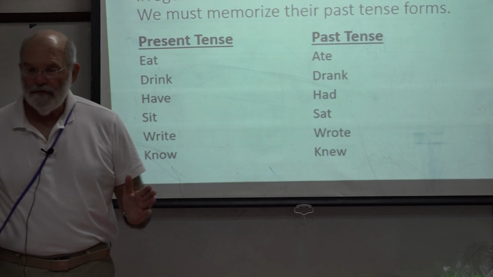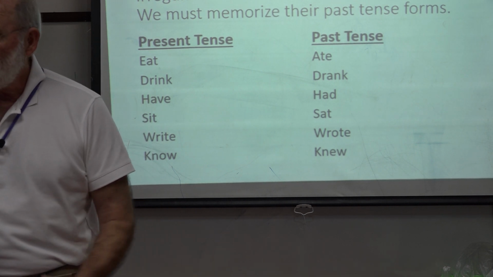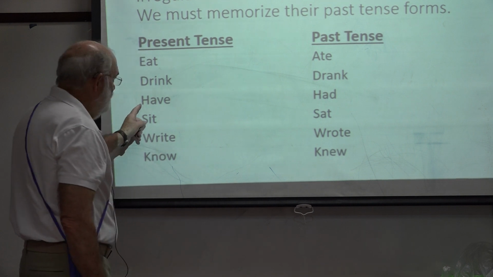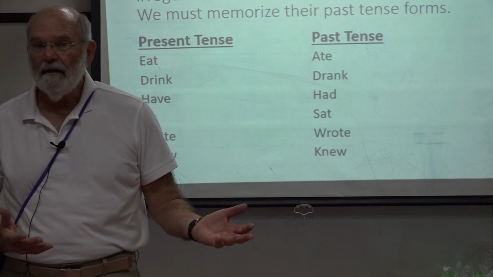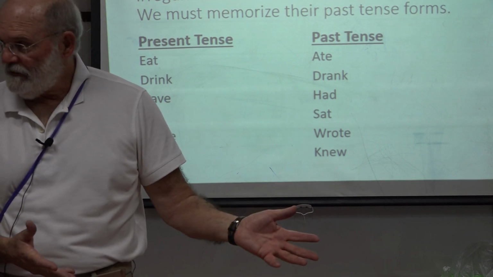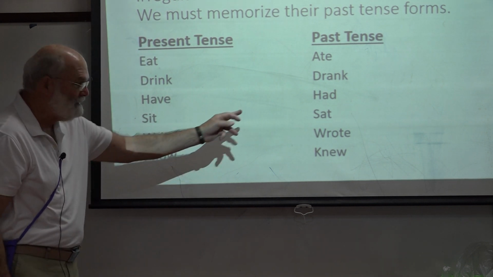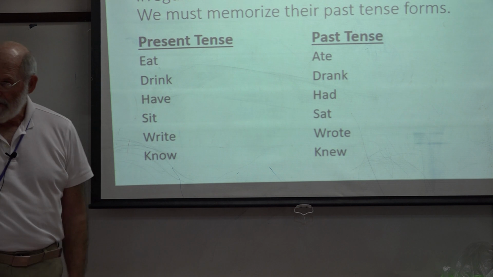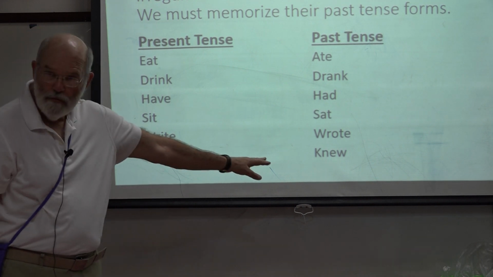Have, which is a verb we use together with other verbs. I have jumped. But if I need to change that from present to past, I don't say I haved. I say I had. So I could say, I had jumped. Sit, present tense. Sat, past tense. Write, present tense. Wrote, past tense. Know, present tense. Knew.